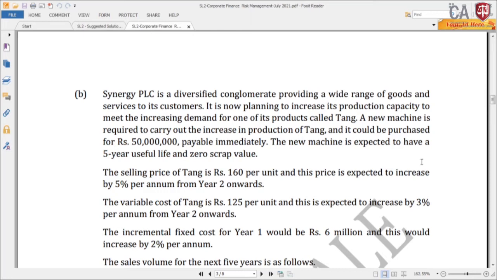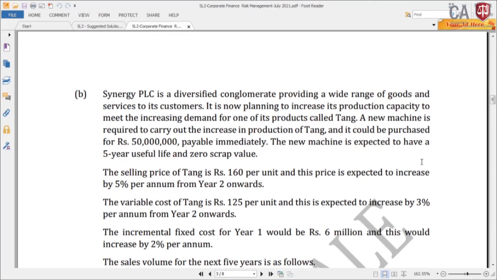Why? They are saying the price increase happens only in the second year, not in the first year. Otherwise they should have told you the present prices will go up every year by 5%, but it's given for the second year. So in the first year there is no increase, your selling price is 160, but from the second year onwards every year the 5% increase is there. Variable cost is 125 rupees, which will go up by 3% from year 2 onwards, every year.